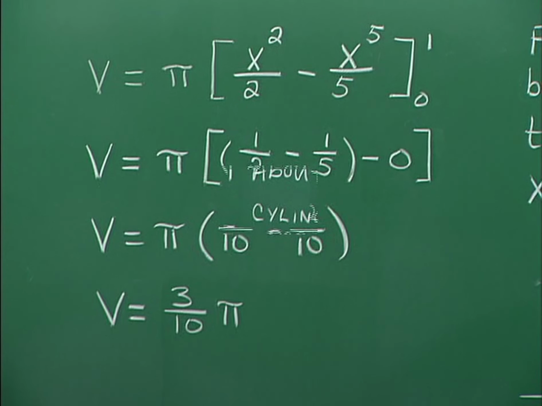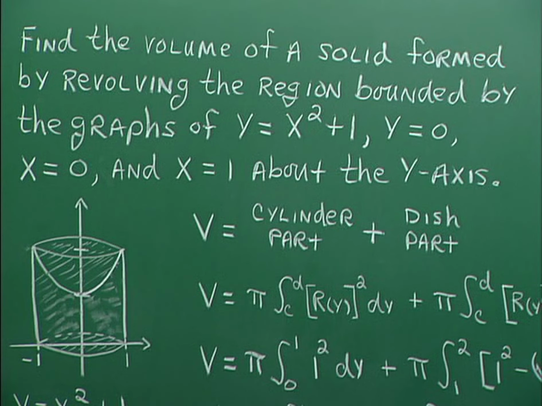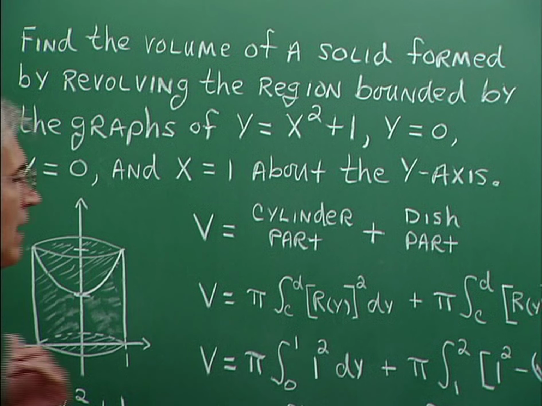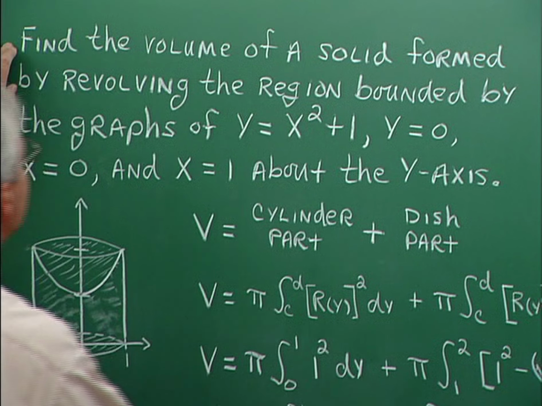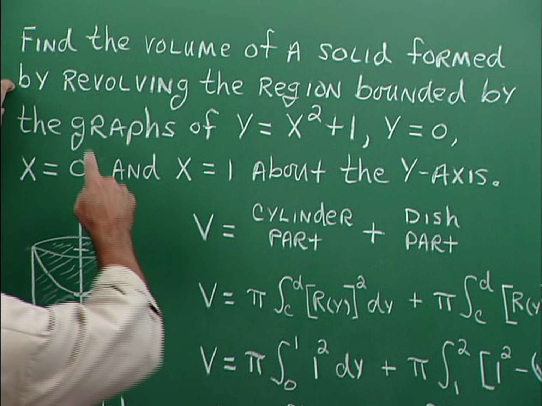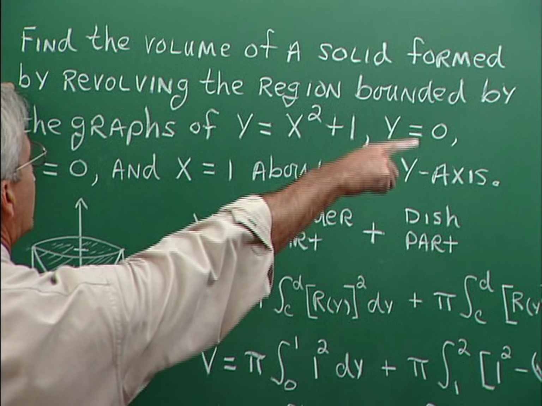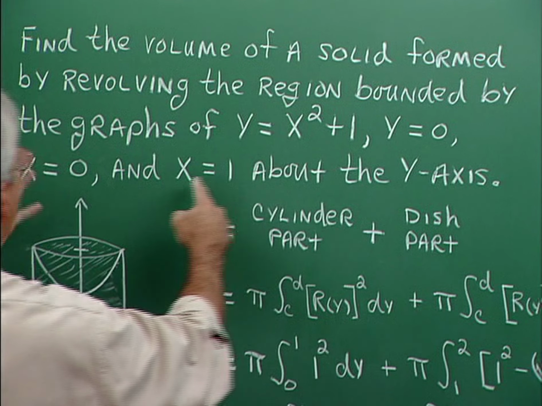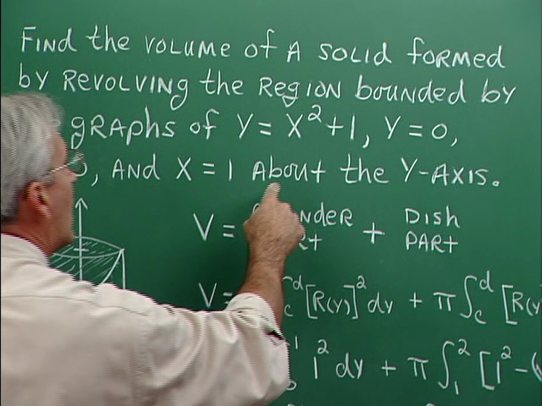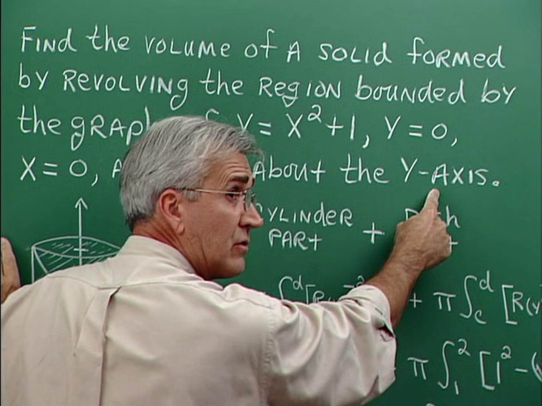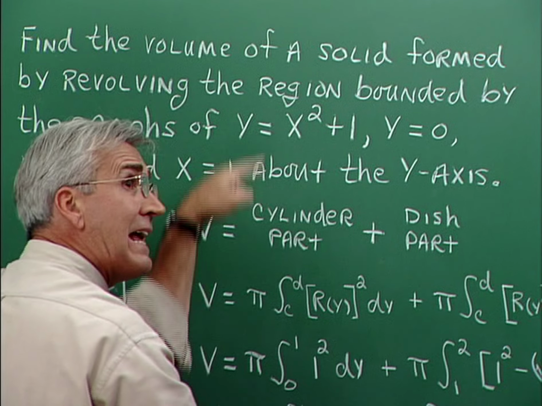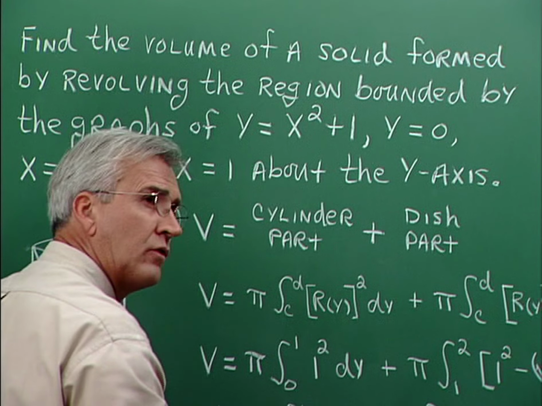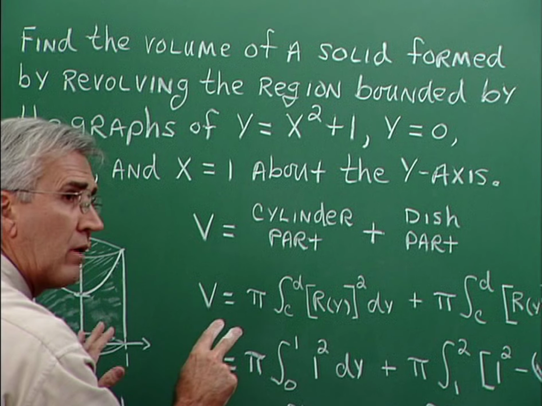This next one involves two nuances. We have the situation that we had in the previous problem, plus we have an additional nuance. Let's read the problem. It says, find the volume of a solid formed by revolving the region bounded by, and we have several equations here, about the y-axis. So we're going to revolve around the y-axis rather than the x-axis in this one. So that presents us with one of the nuances.